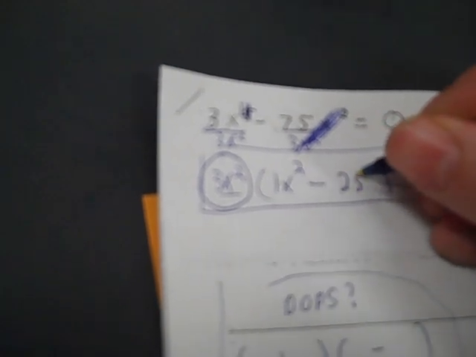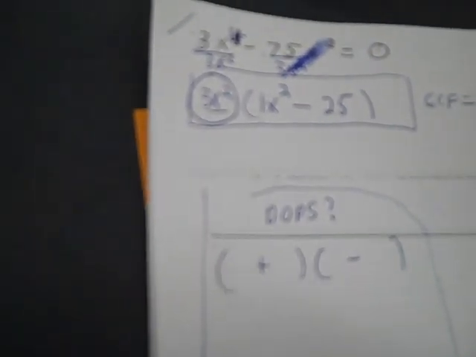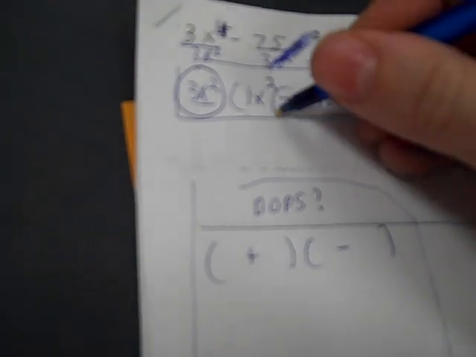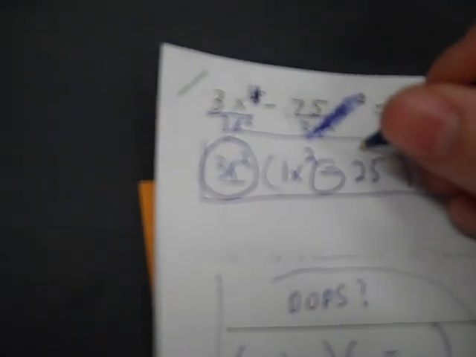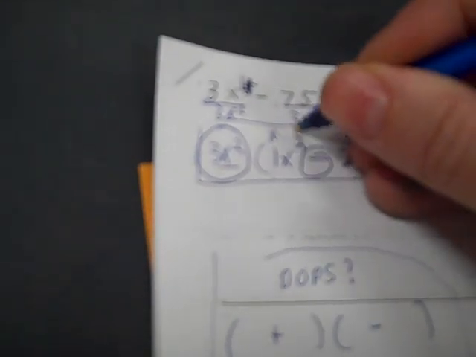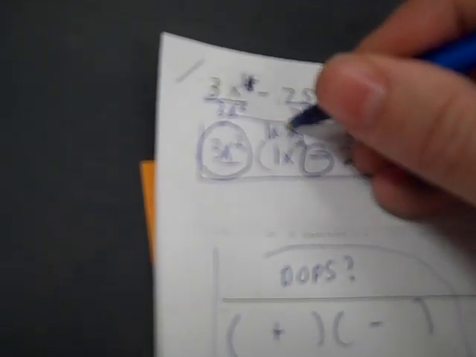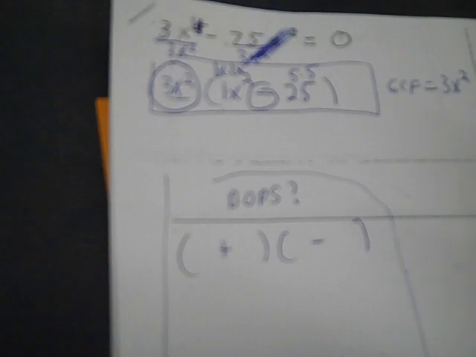Minus 25. Now do we have a difference of perfect squares there? Yes. We got a minus, and 25 is 5 times 5. x to the 2nd is x times x. Then 1 is 1 times 1. Okay, so let's fill that out. We got 1x, 1x, and then 5 and 5.